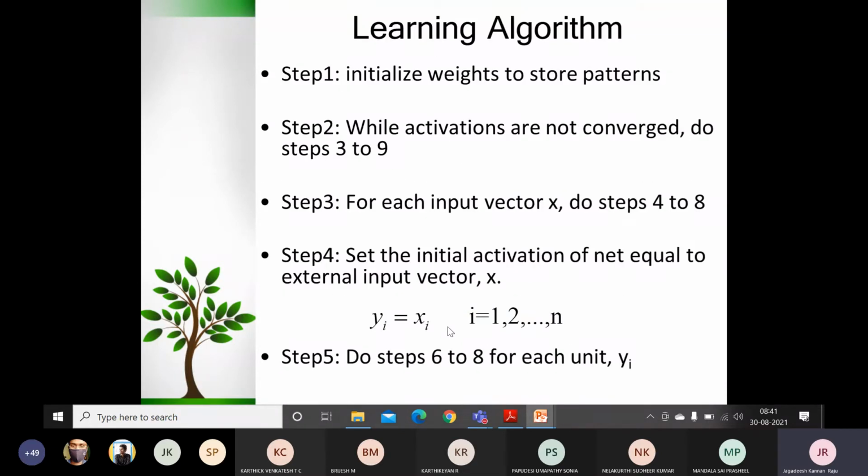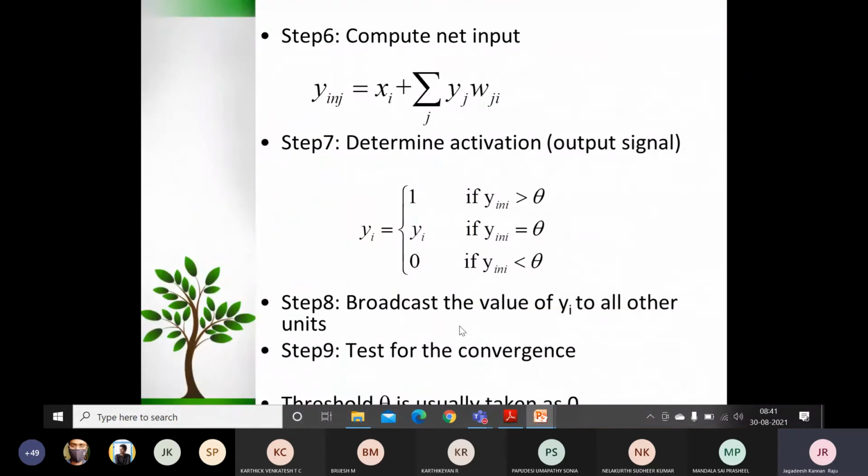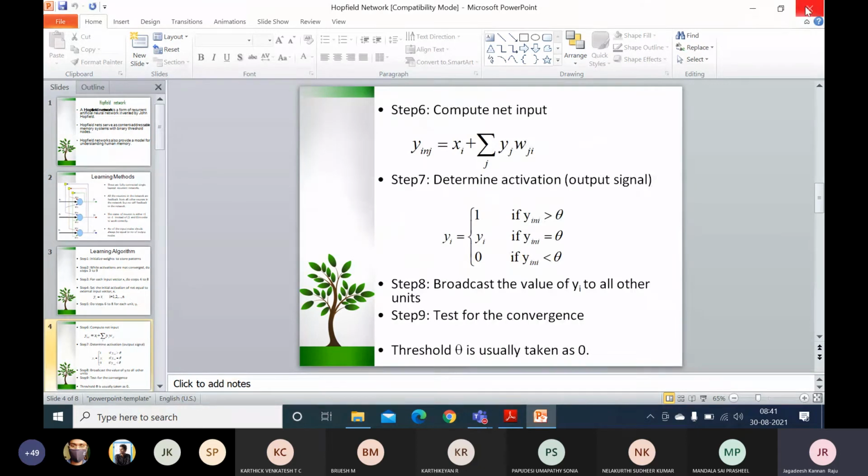If broadcasting the value of y1, this value has to be broadcasted to y2 and y3, and the y2 value should be broadcasted to y1 and y3, and the y3 value to be broadcasted to y1 and y2. So I need to test for the convergence. If the network converges, then I am going to stop my iterations. If not, then I am going to continue this process.